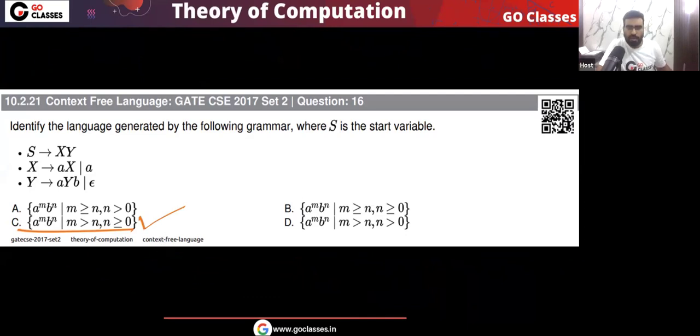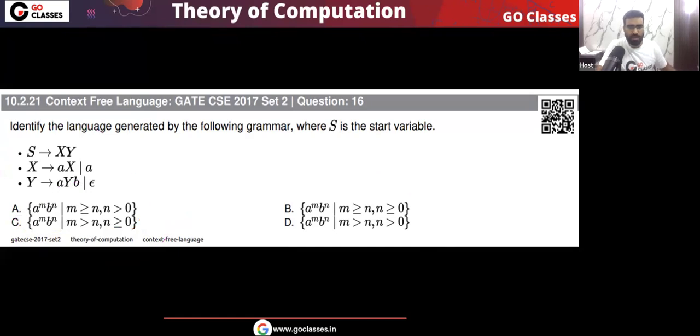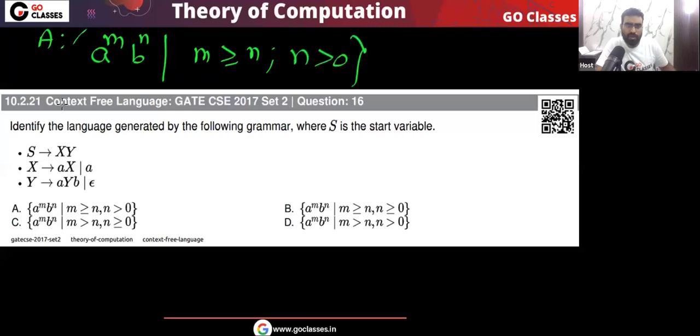Let me know. Now, one more thing. In the grammar, what changes can I make so that I can get the grammar for option A, B, D? So far, we have seen that for this given grammar, the answer will be option C. Now you tell me, what changes can I make in the given grammar so that I will get option A as the answer? See, what is option A saying? Option A is saying A power m, B power n, where m is greater than or equal to n, and n is greater than 0. Okay, this is what I want.